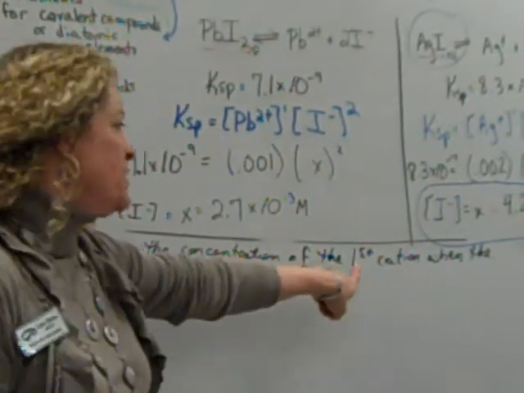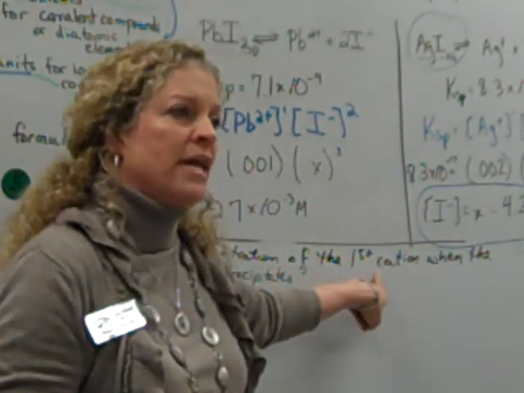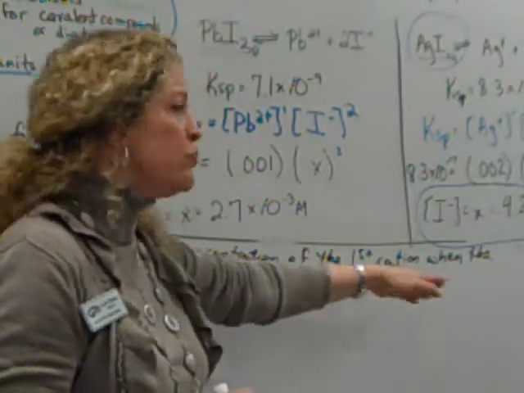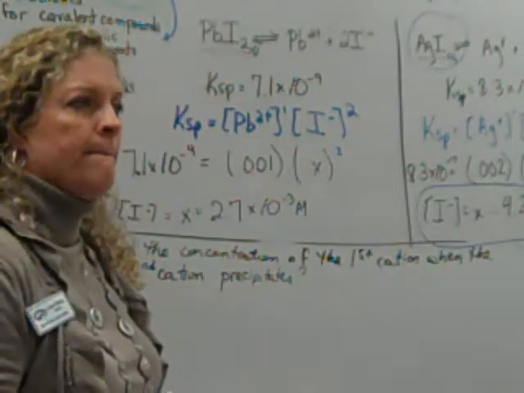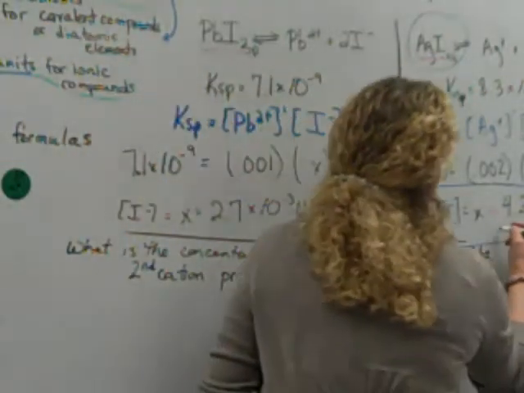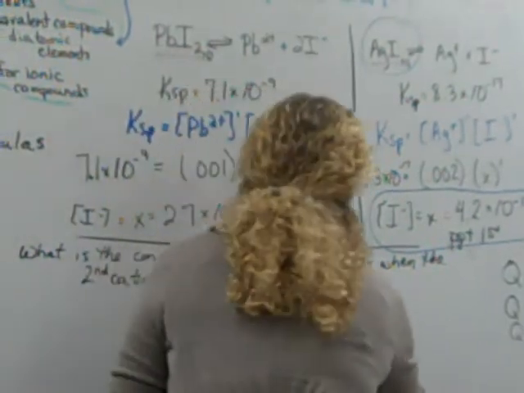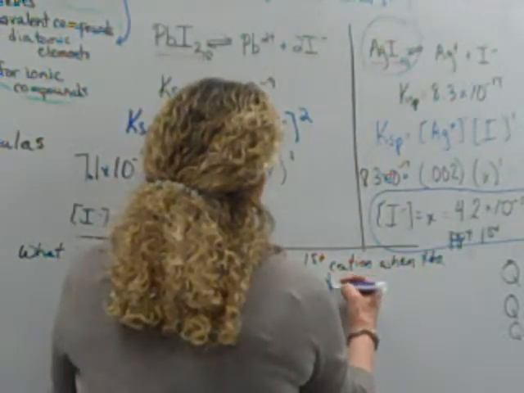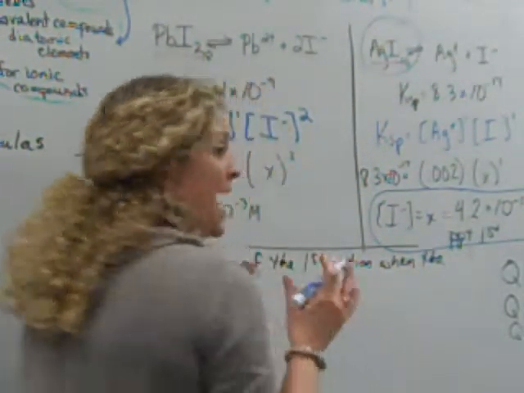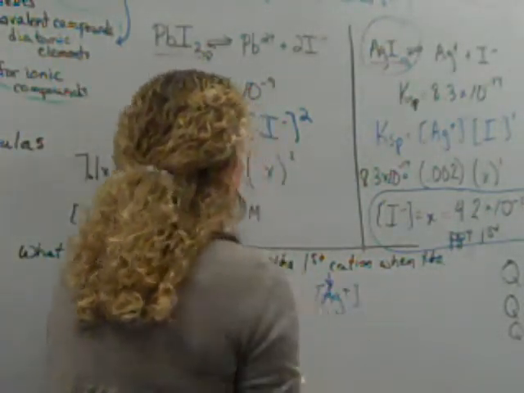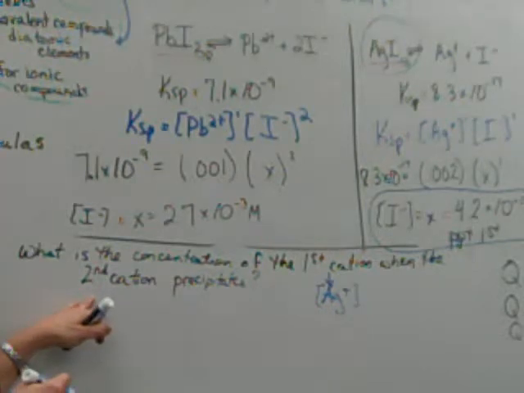So now what we first have to think about is, what is the first cation? Okay? So guys, when it's asking for the first cation, which one is it talking about? The one that precipitated first, which was this one. Okay? So the first cation is clearly going to be silver. So that's what we're asking for, the concentration of silver. What's the second cation? Lead.